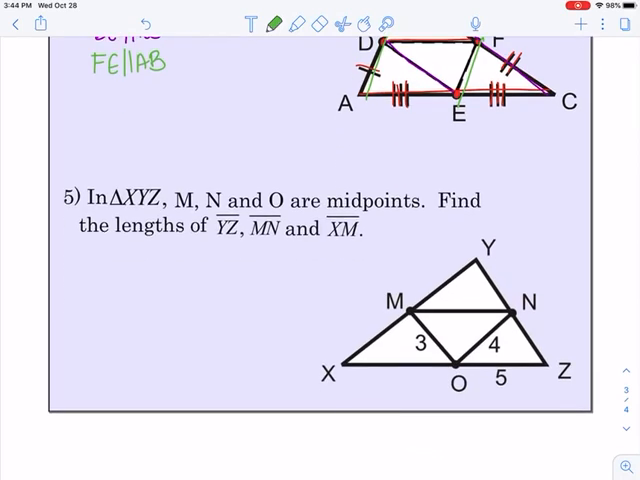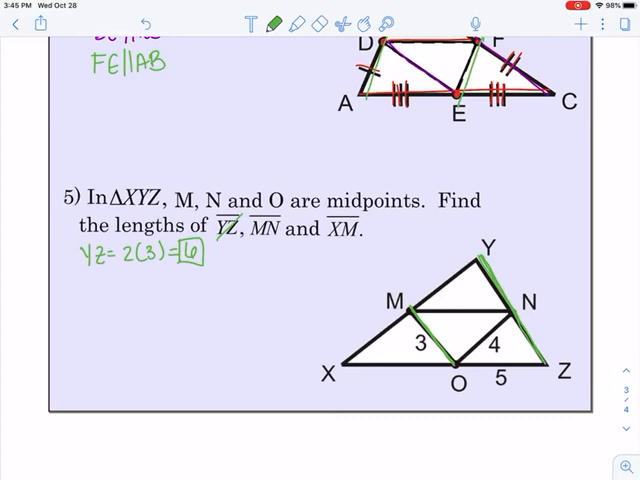Okay, and our last question. In triangle XYZ, M, N, and O are all midpoints, and we want to find the lengths of YZ, MN, and XM. So YZ is this entire side here. So if I look for the mid-segment that's directly across from that, the one that's parallel to that, that's here. So YZ is going to be twice the length of that smaller green line, which means YZ is going to equal 2 times 3 or 6. So that takes care of the first piece.